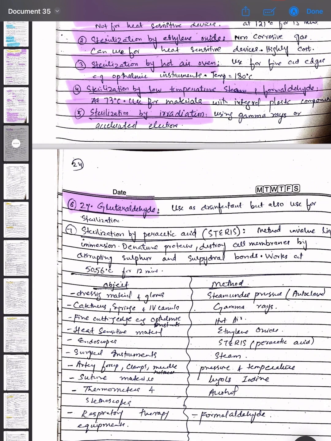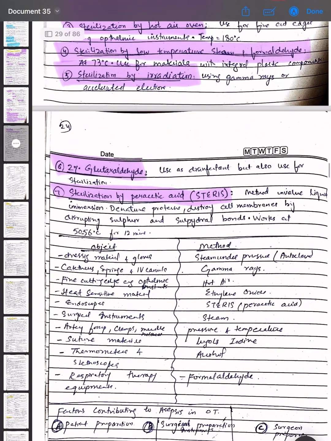Sterilization by peracetic acid, the Steris method, involves liquid immersion. It denatures proteins and destroys cell membranes by disrupting sulfur and sulfhydryl bonds. It works at 50 to 56 degrees C for 12 minutes.